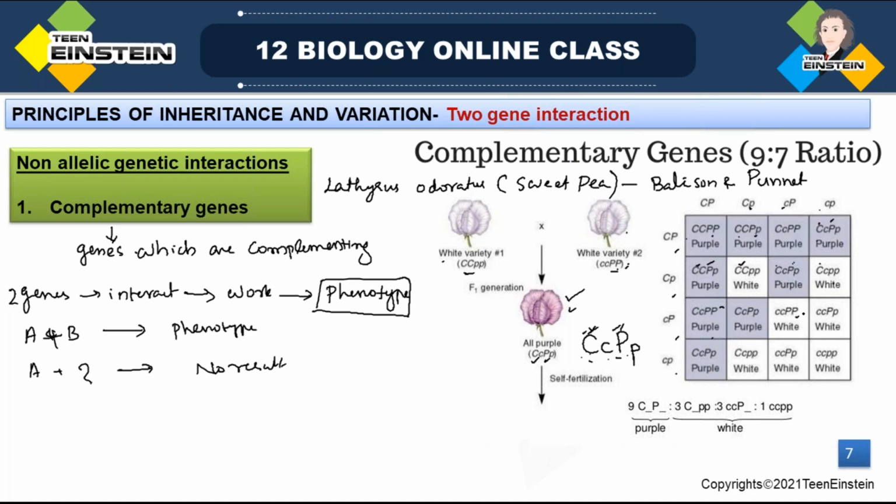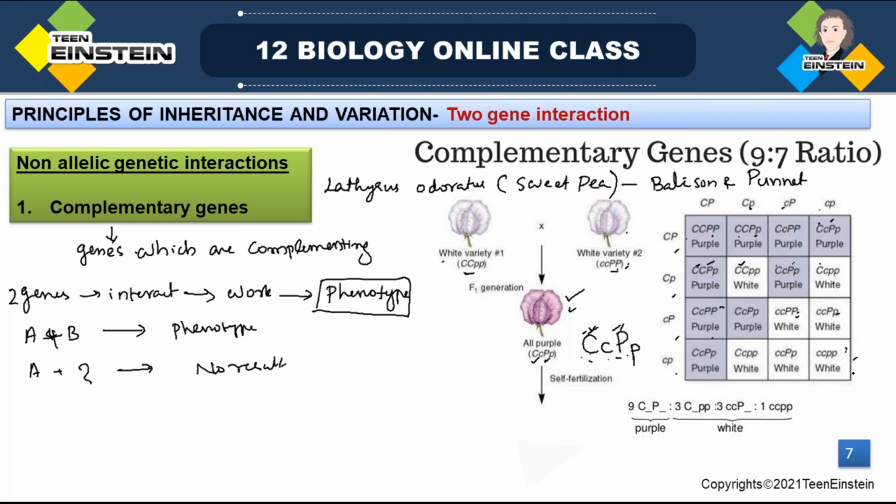And the remaining ones: here only one has a dominant allele. Here also one has a dominant allele. Here both are in recessive condition. Then also that gives white color. But it is in homozygous recessive condition. Both genes are in recessive condition. Homozygous recessive.